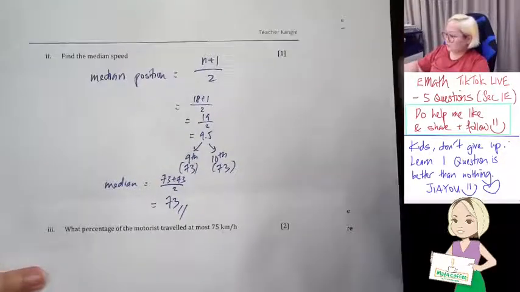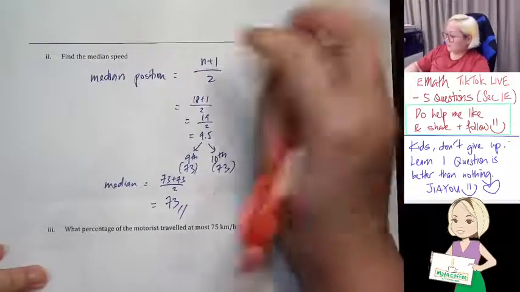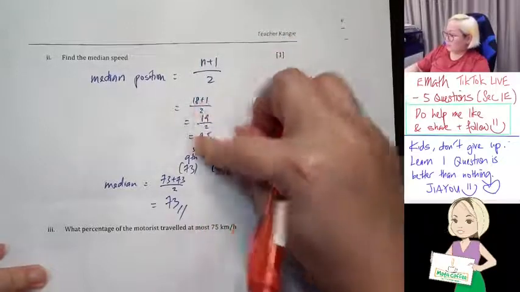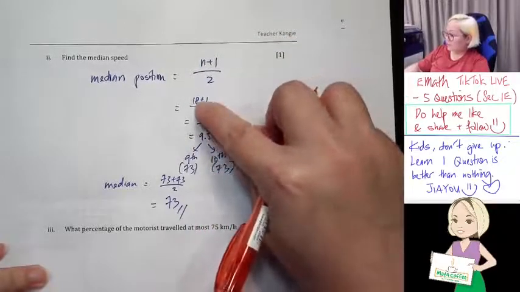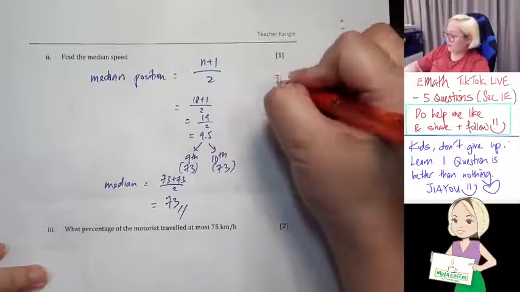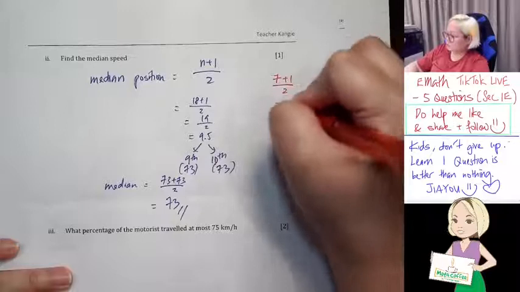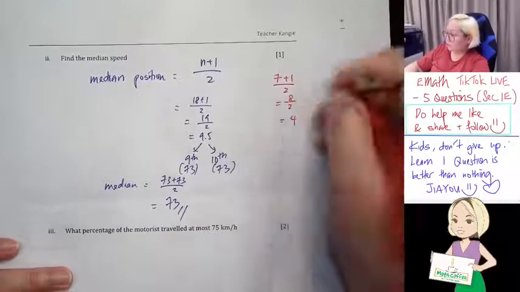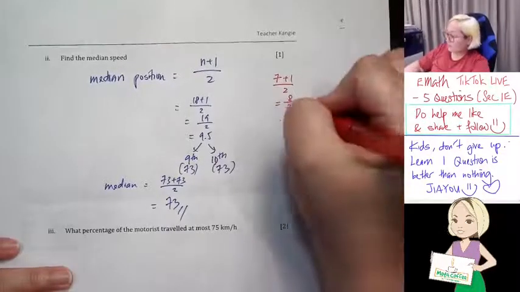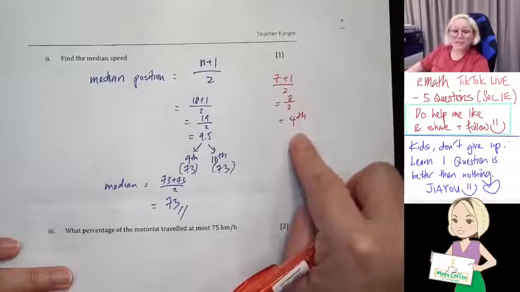Okay, so see here. Just now was 18, correct? So this one is an even number of data. So if let's say today I have 7 data, okay, example only. 7 plus 1 divided by 2 is 8 over 2, which is 4. When you get a nice number, it means that I only have one number sitting in the middle.